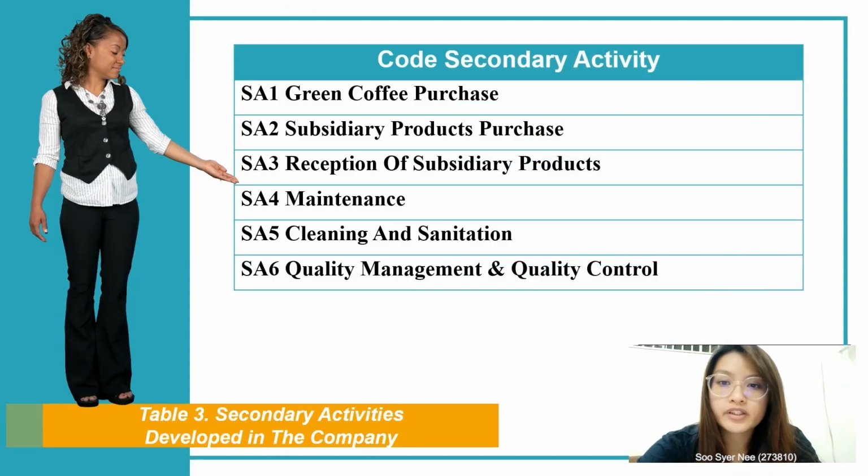According to Table 3, we can see that secondary activity plays some roles in influencing the production process. The activity involves purchasing, receiving materials, maintenance and management, and quality control as well.